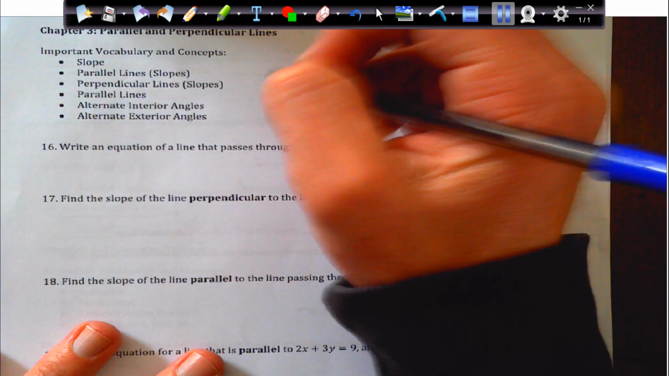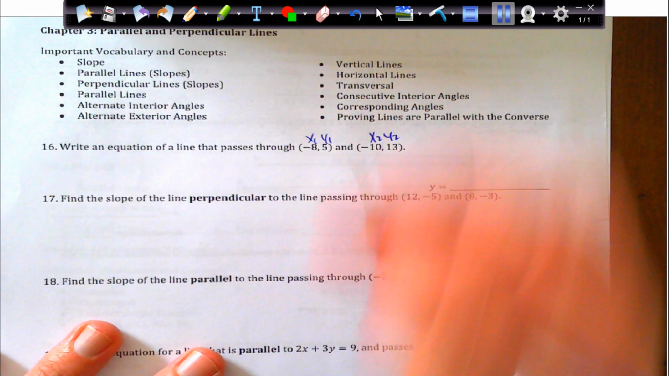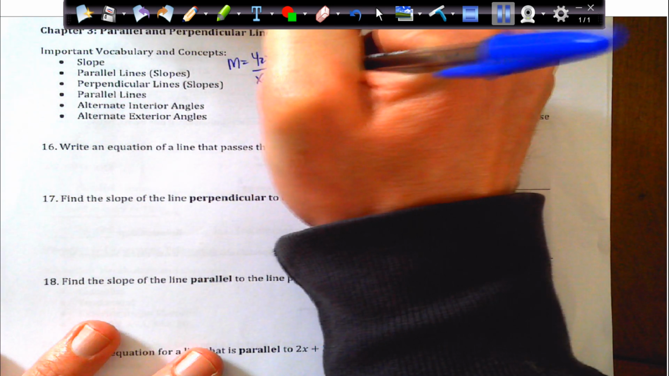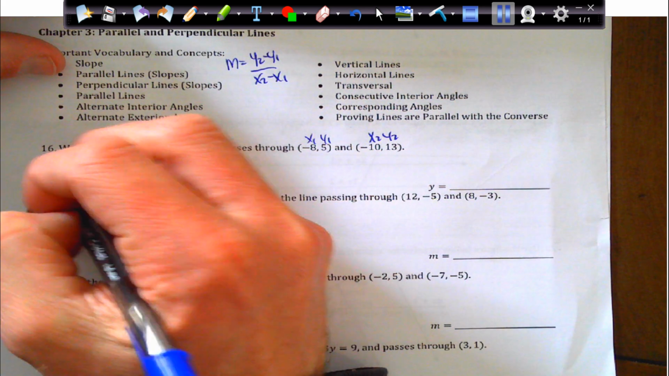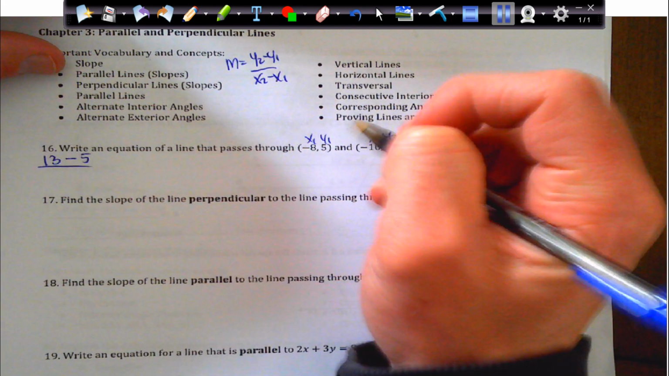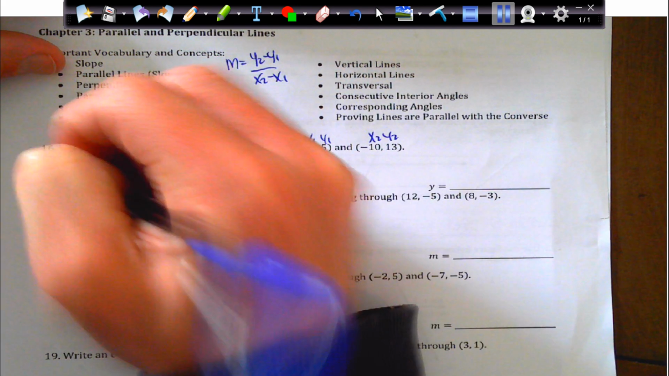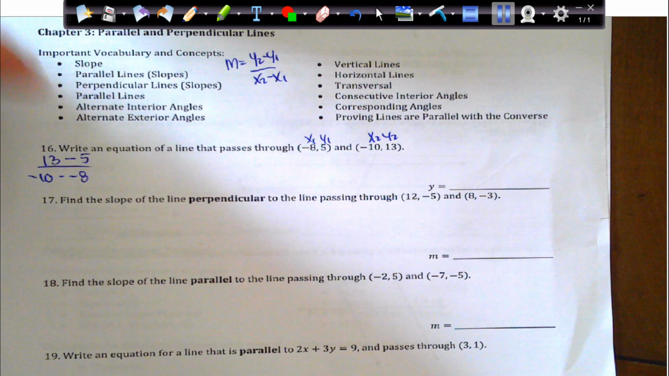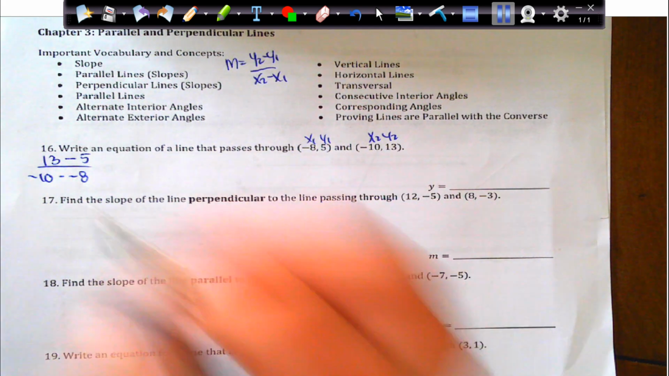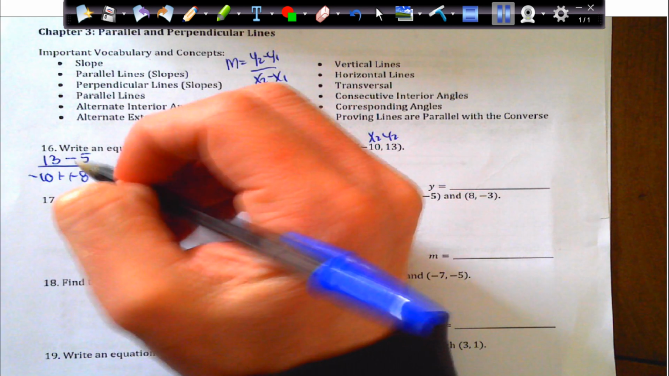So x1, y1, x2, y2. So you have to use slope formula. So slope formula is y2 minus y1 over x2 minus x1. And so we plug that in, we get 13 minus 5. And I get negative 10 minus a negative 8. Notice there's two negatives there, one's from the equation and then one's from the actual number itself. And so we have 13 minus 5, which is going to give me 8, and that becomes positive, so that's negative 2.